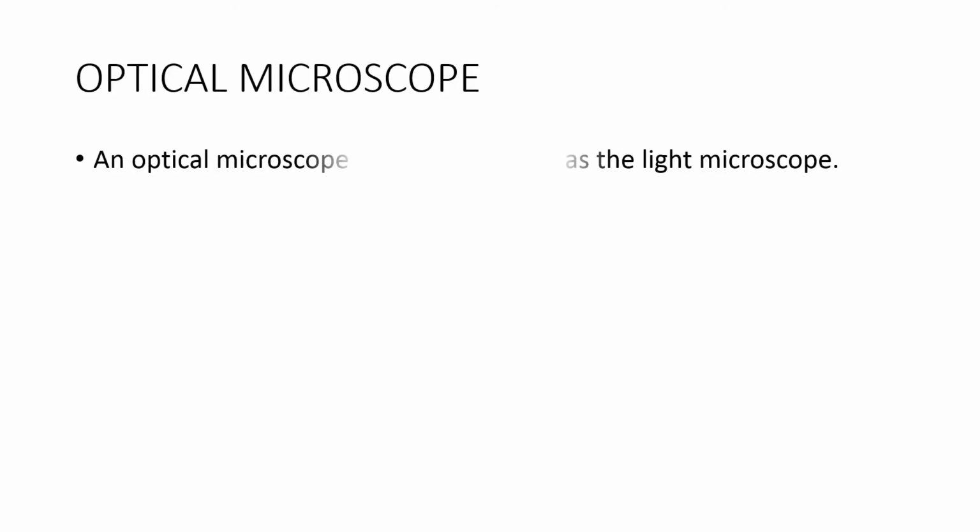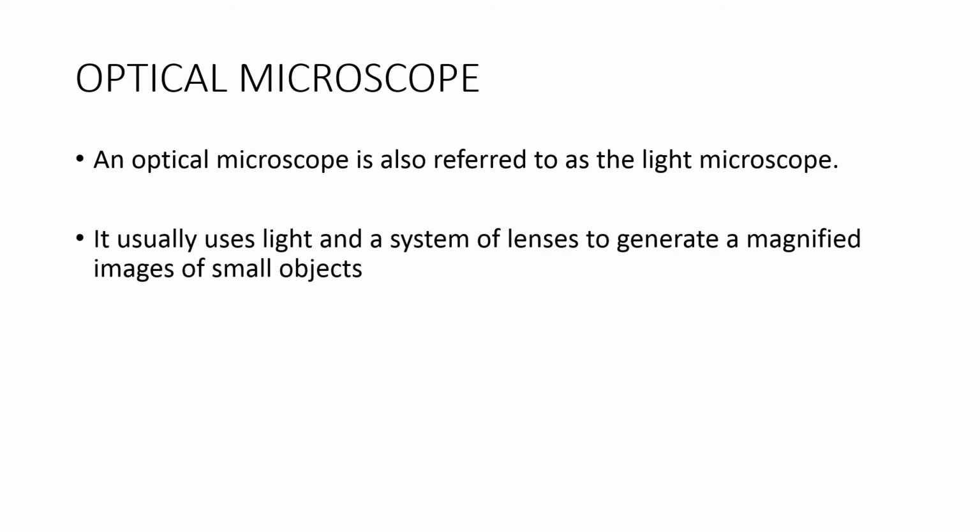Now, what is an optical microscope? An optical microscope is a type of microscope that uses light, so it is also referred to as the light microscope. It uses light and a system of lenses. The light is used to pass through the object, and then the lenses increase the size of the object so that it can be seen with the eye, because light helps us to see.